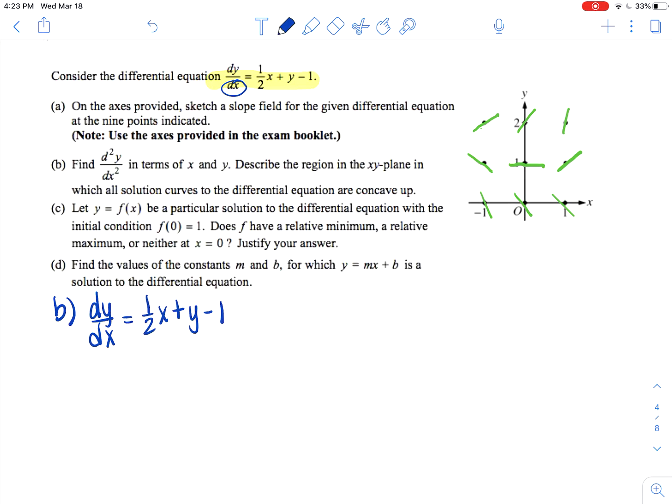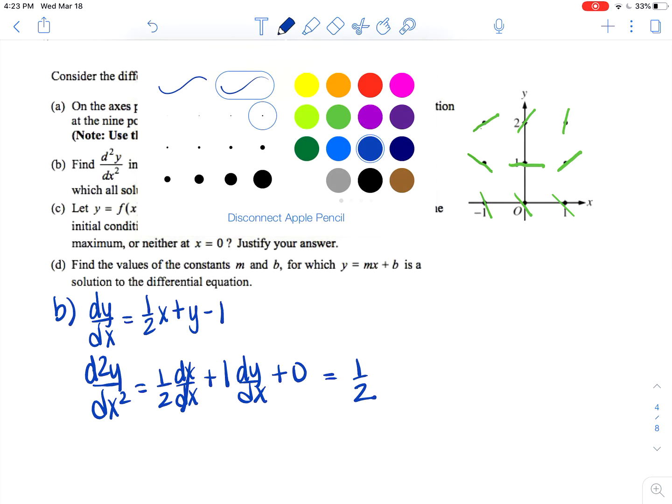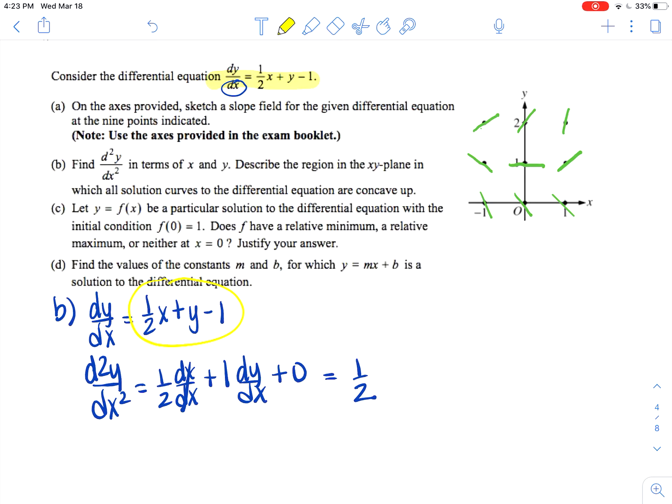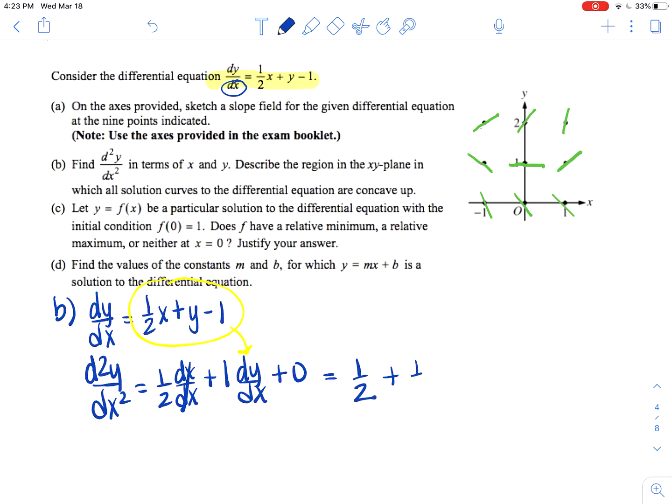And remember, when you do second derivatives with implicit, there's always a point where you're going to have to plug back in the original derivative. So my second derivative will start looking like this. The derivative of 1/2 x is 1/2 dx/dx. The derivative of y is 1 dy/dx. And then that -1 comes out to be 0. dx/dx goes away, so I end up with just 1/2 dy/dx. What I'm going to be doing is plugging back in my original dy/dx in that place. So this is going to be plus 1/2 x plus y minus 1.